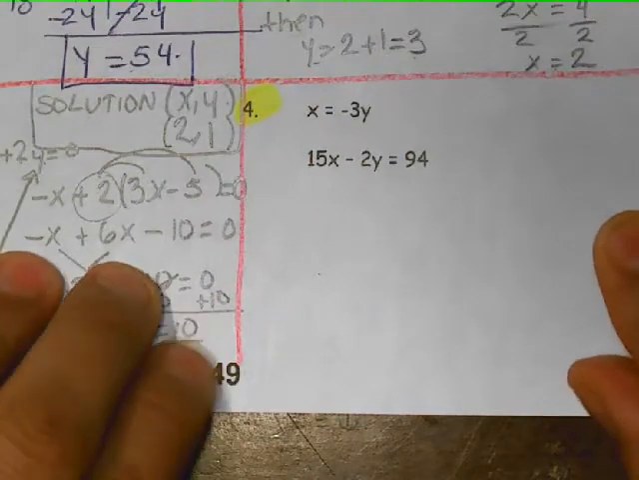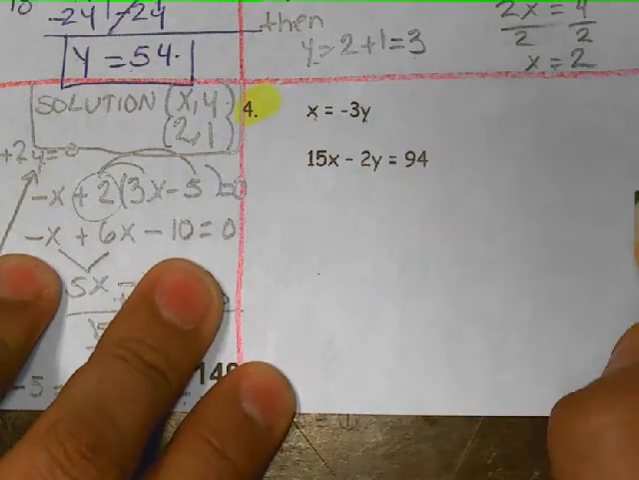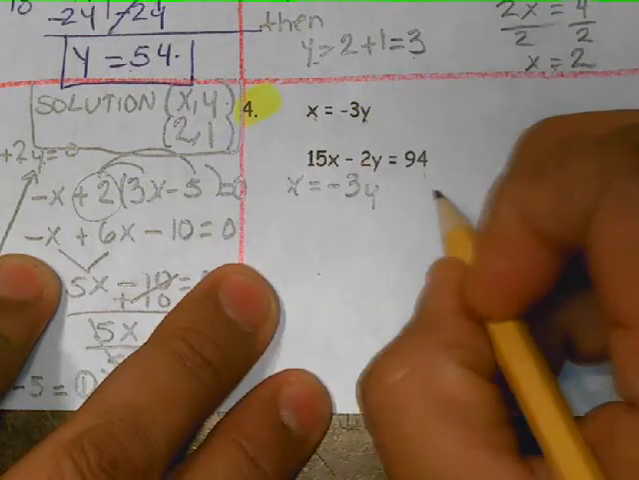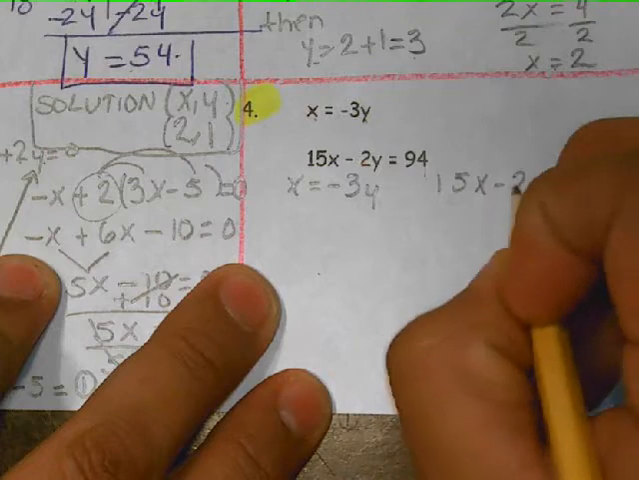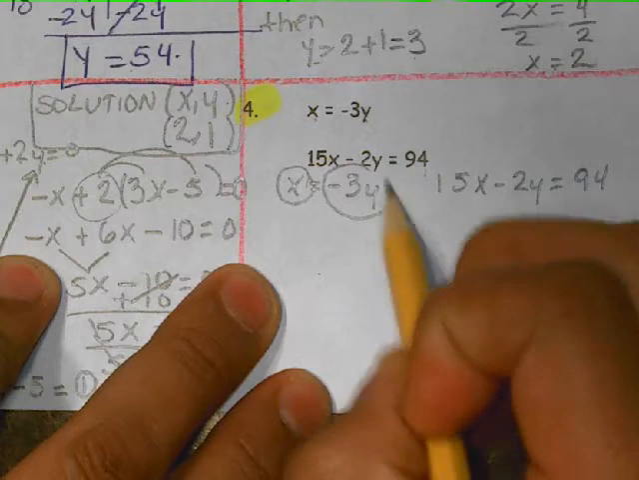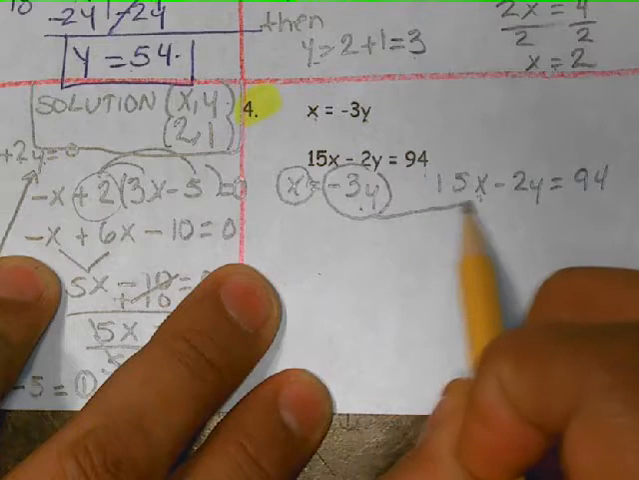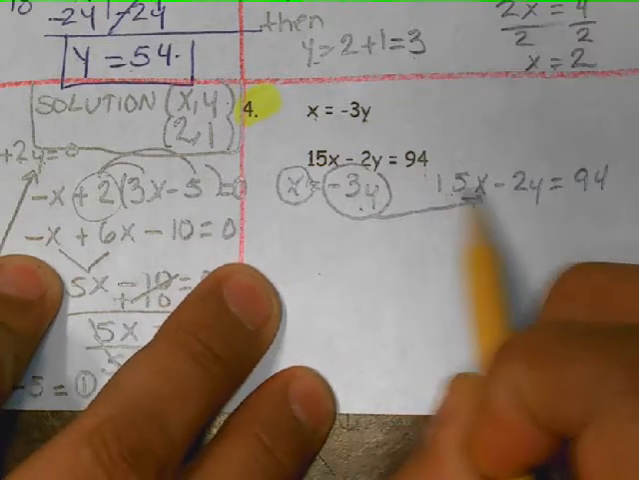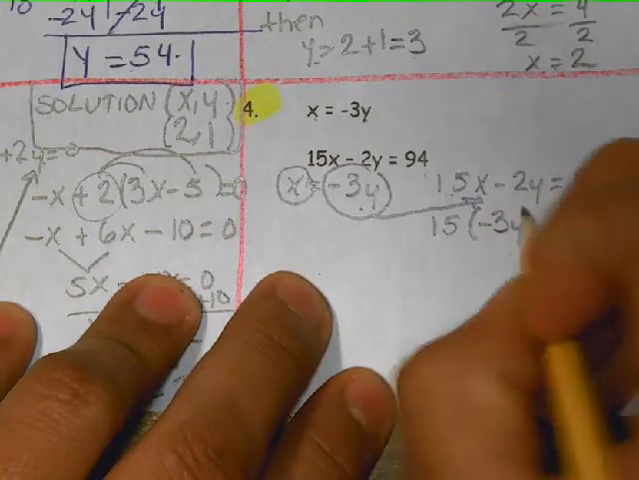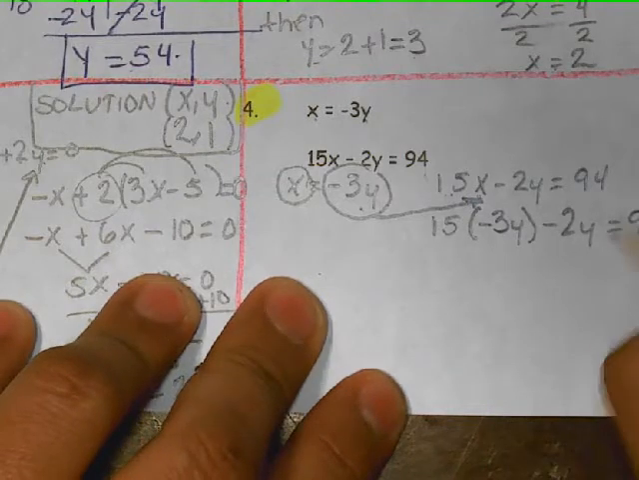Let me go back and zoom into question number 4. Now I want you to notice that the x has already been isolated. But just so that we can keep the work nice and organized, I'm going to recopy my equations side by side. 15x minus 2y is equal to 94. And we know that x is equal to negative 3y, so I can replace this, substitute it instead of the x. So this is going to go in here. This means 15 times negative 3y minus 2y equals 94.